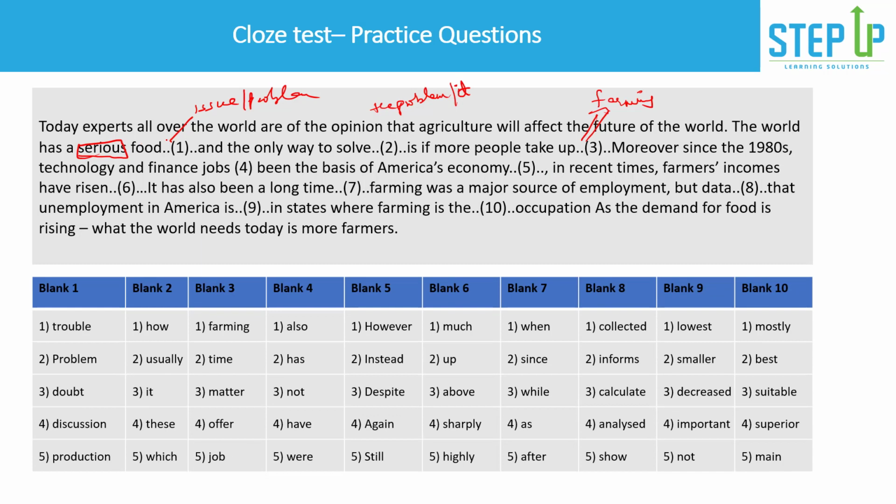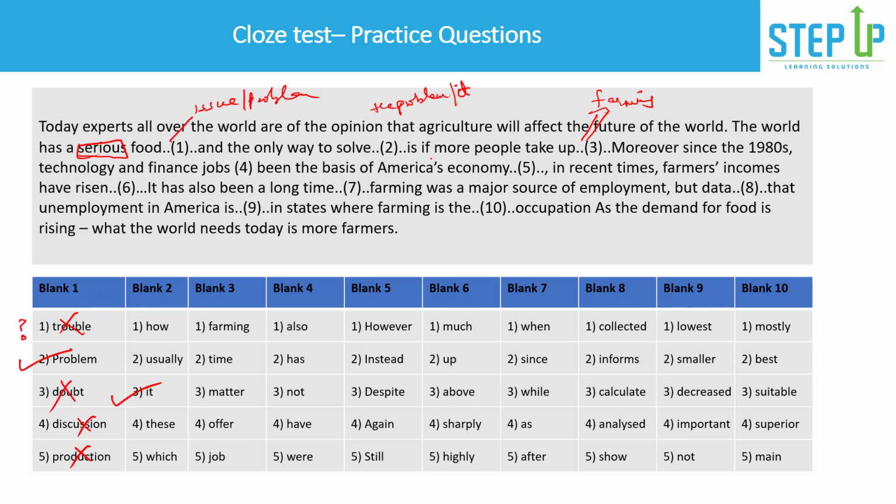Okay, so today experts all over the world are of the opinion that agriculture will affect the future of the world. The world has a serious food trouble, not really, doesn't go very well. Doubt, definitely not. Discussion, definitely not. Serious food production. Of course, the only option is trouble. You could have said, okay, it could be trouble, but it's more like problem. And the only way to solve dash, solve how is, solve usually is it, these, which. So obviously this is easy.